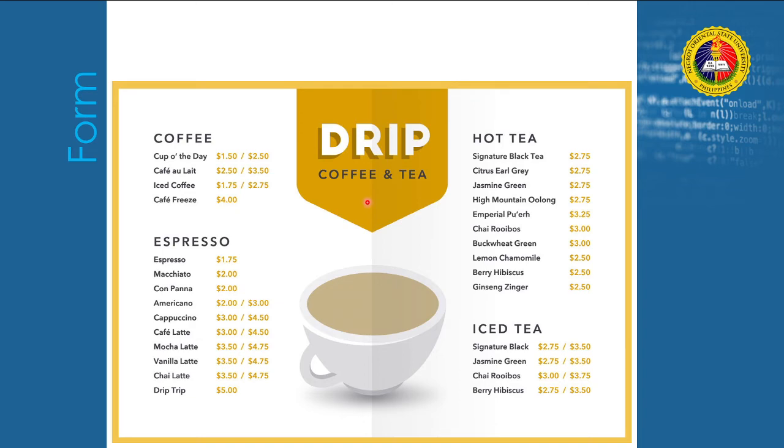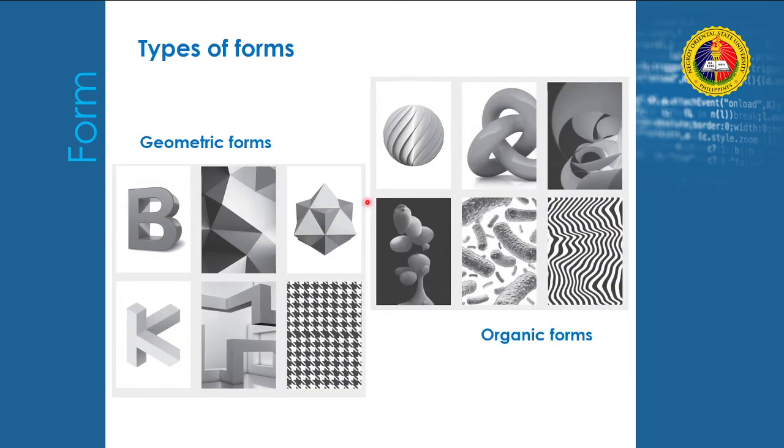Okay, so that is form. Just like shape, there are also two types of forms. We have geometric and organic forms. Geometric forms are forms that appear to be man-made. Whether simple or complex, these produce a feeling of control, order, and appear clean and sterile.